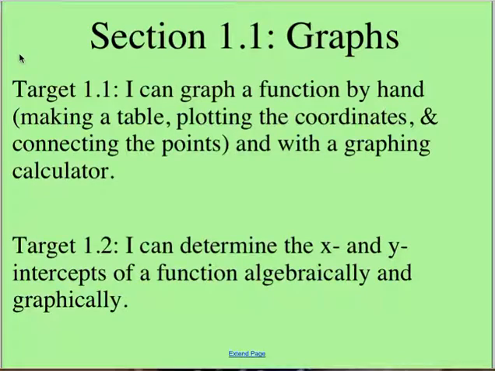This video is going to cover Section 1.1 regarding graphs, and it's going to cover targets 1.1 and 1.2. Target 1.1 is that you can graph a function both by hand and with a graphing calculator, and target 1.2 is that you can determine the x and y intercepts of a function both algebraically and graphically.